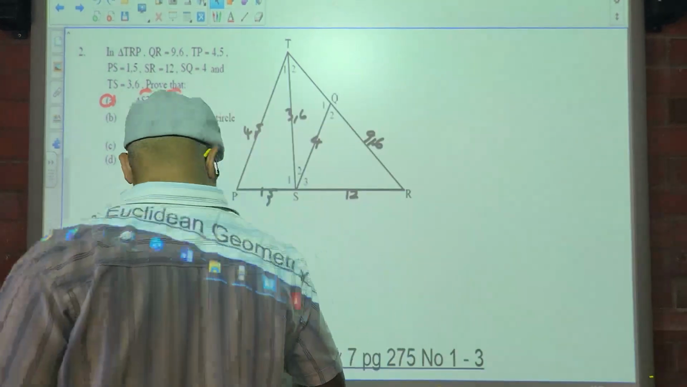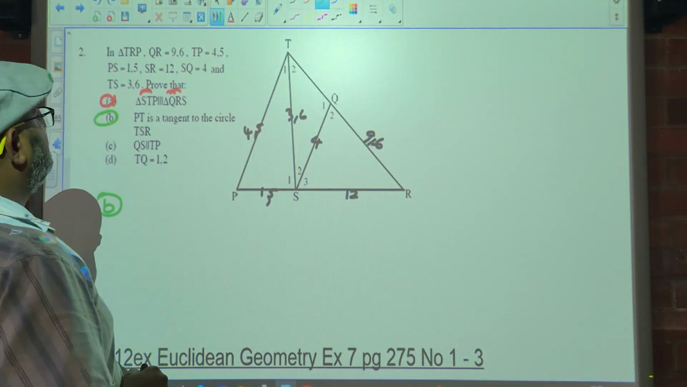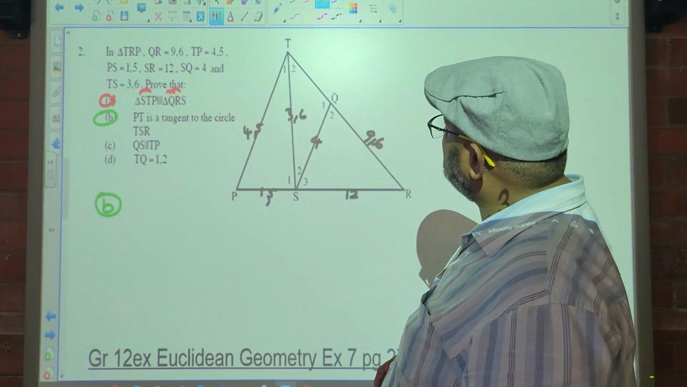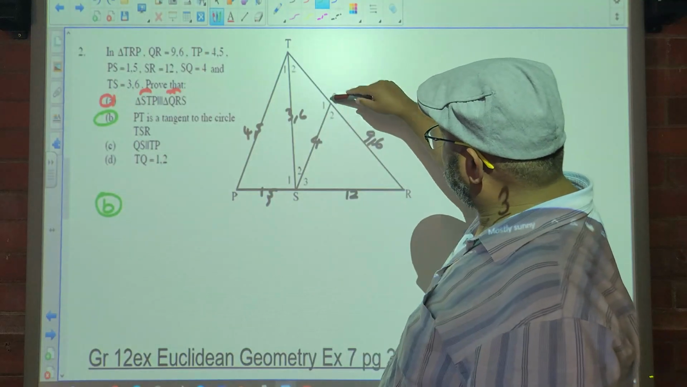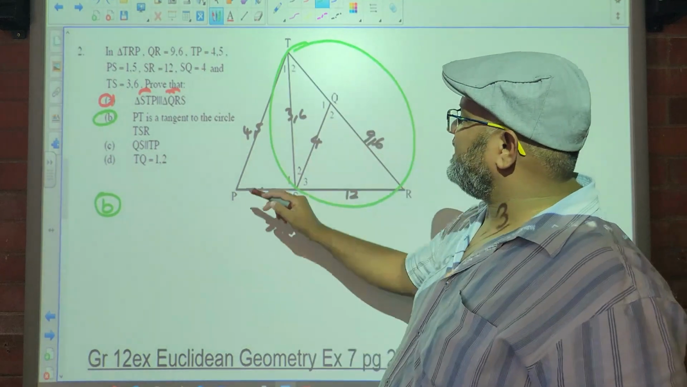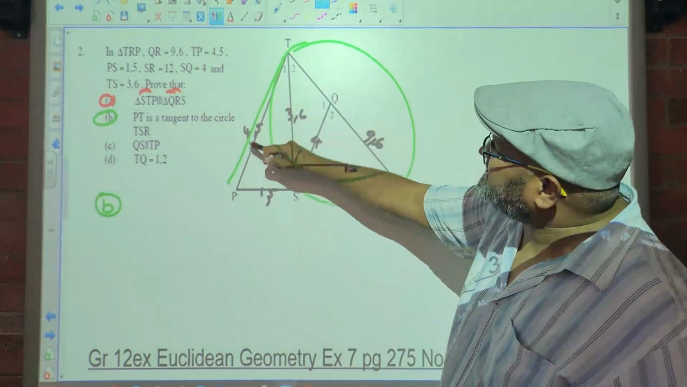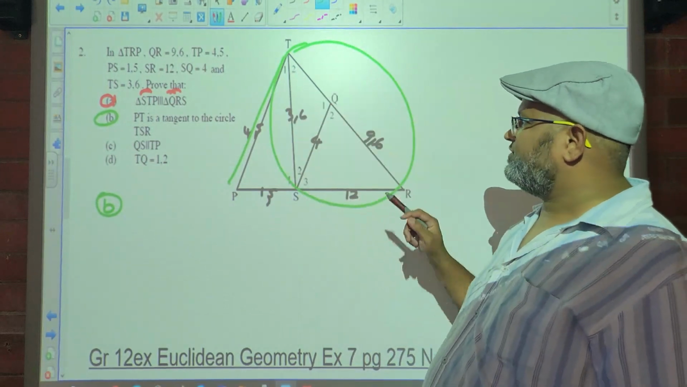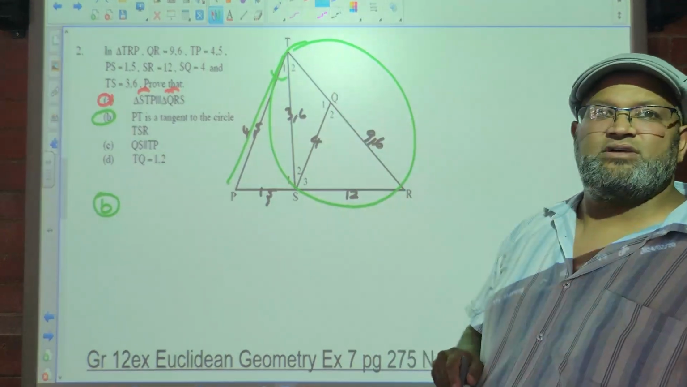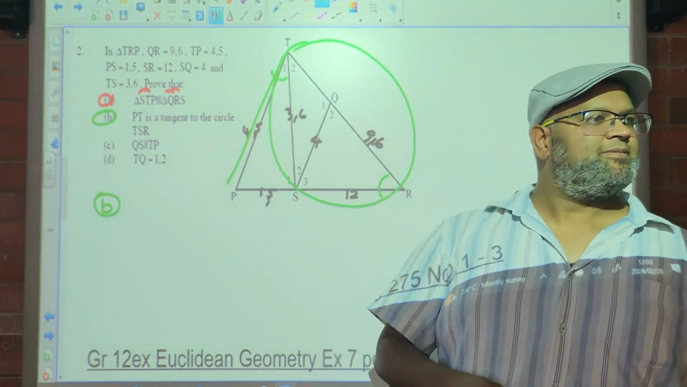Right, so let's look at B. The question says, prove that PT is a tangent to the circle through TRS. So if there's a circle going through here, we must prove that PT is a tangent. People, if PT was a tangent to the circle going through TSR, then what could be concluded? T1 is equal to R, and the reason would have been the tan chord theorem.